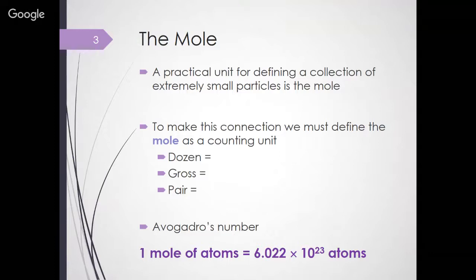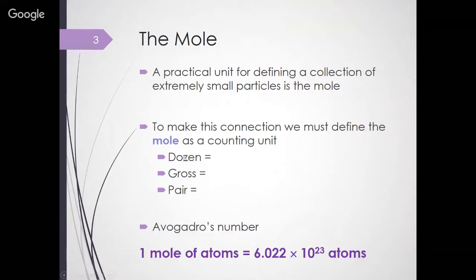So we use the mole as a practical unit for defining a large number of extremely small particles. It works the same way as any other counting unit. This is our relationship that we have to focus on: a mole can represent anything. It is simply a number. It is a counting number, the same way that a dozen is always 12, a gross is always 144, and a pair is always 2.